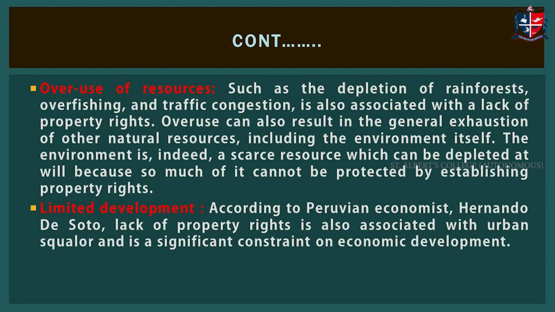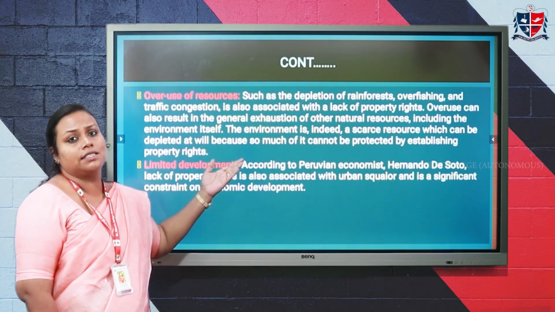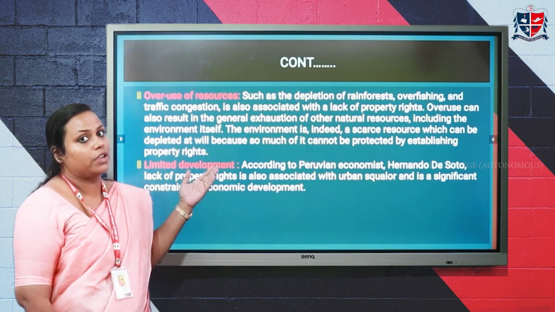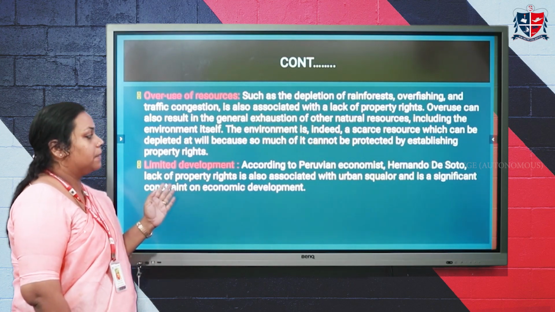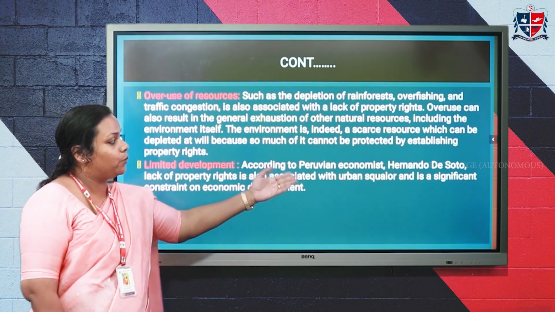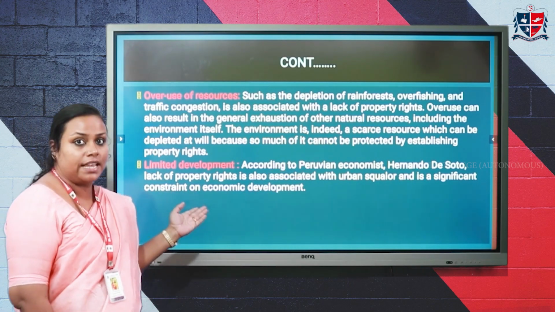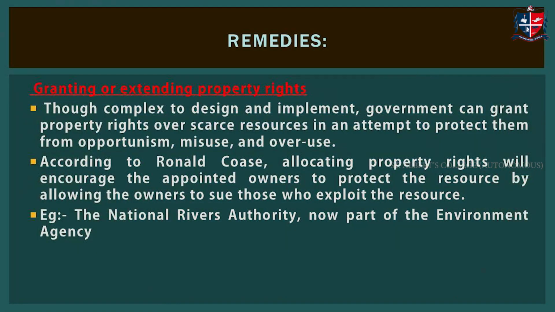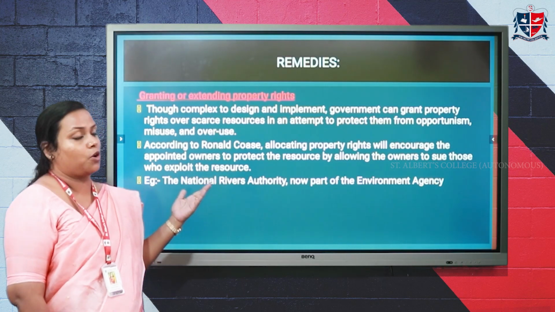The third one is the overuse of resources. Overuse means we can mainly see the depletion of the resources, and the tragedy of the commons can also be viewed in the overuse of resources. And the final one is limited development. According to Peruvian economist Hernando de Soto, lack of property rights is also associated with constraints or hindrances to economic development.